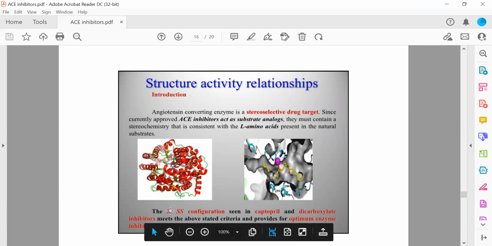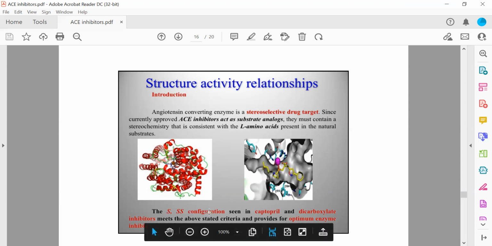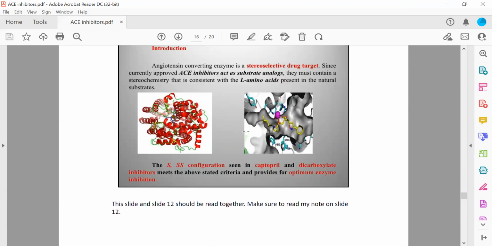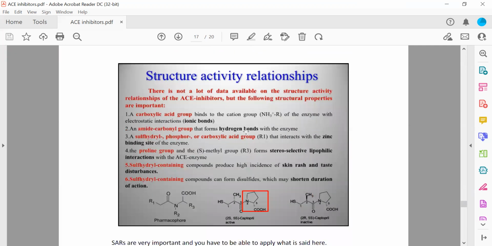Or, for instance, as seen in captopril, captopril only has one chiral center. So that chiral center needs to be in the S configuration. The dicarboxylate inhibitors have two chiral carbons, and those are then in the SS configuration. And those configurations are necessary for the drug to bind to the L amino acids present in the active site. Then there are some further structure-activity relationships.